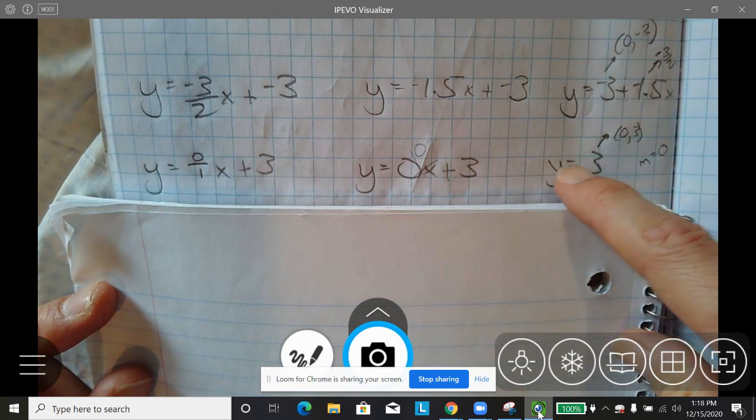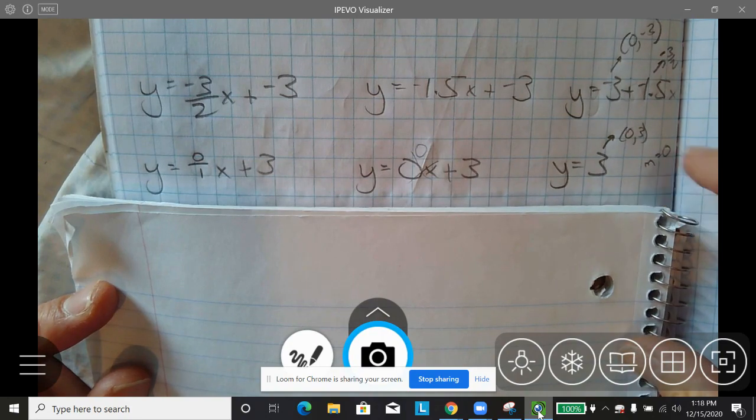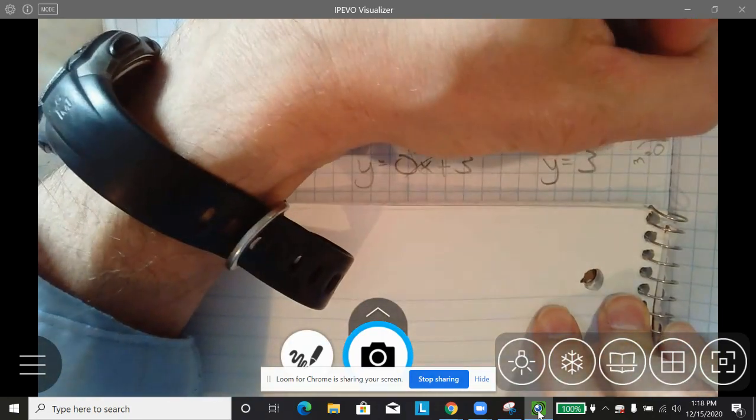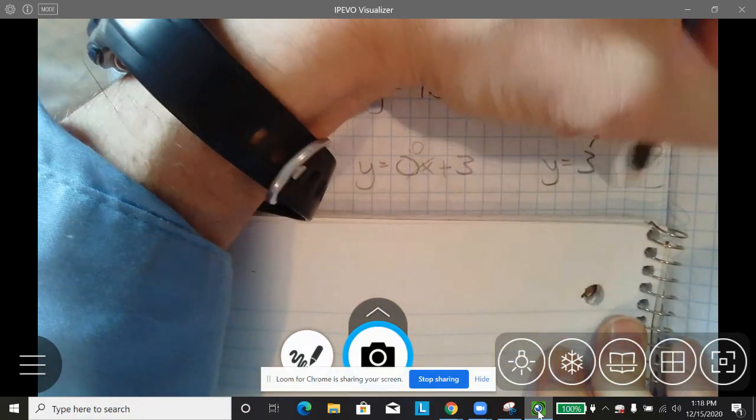Do a little detective work, right? No x value. The only thing that could have gotten rid of that x is a 0. Therefore, it tells me the slope must have been 0. Means up 0 over 1. As we know, you're going to have a nice straight horizontal line.